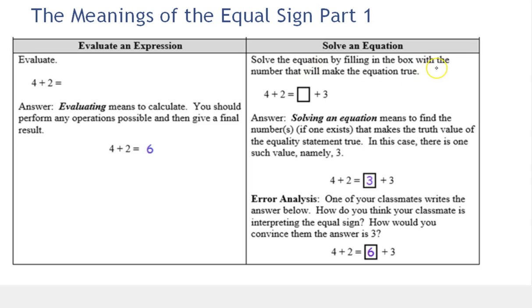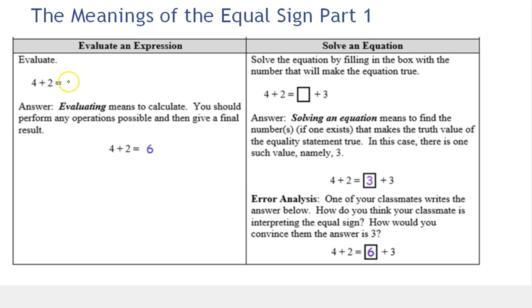Solve the equation by filling in the box with the number that will make the equation true. So we talked about what it means for an equation to be true. So for some values in the box, this would not be true, and there is a value where it is true. So I want you to use the word solve very carefully now that you've entered algebra. So some students might look at this and say, oh, I'm going to solve this. And you can call it solving, it's not officially wrong, but solving officially means finding the number that makes the truth value of an equality statement true.